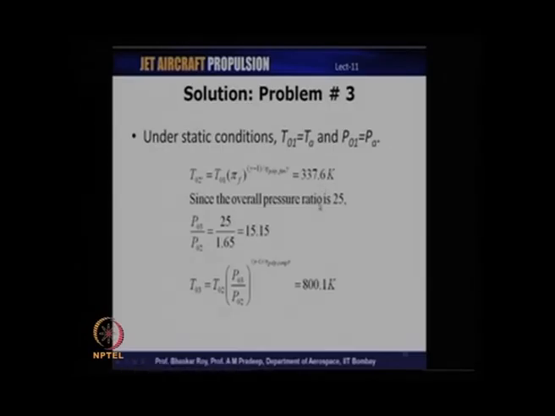Now, it is given that the overall pressure ratio is 25 and the fan pressure ratio is known, which is 1.65. Therefore, the compressor pressure ratio will be equal to overall pressure ratio divided by the fan pressure ratio. So, we have 25 divided by 1.65, that is 15.15. So, the compressor exit stagnation temperature T03 will be equal to T02 into the compressor pressure ratio, that is pi c raised to gamma minus 1 by polytropic efficiency of the compressor into gamma. So, this temperature comes out to be 800.1 Kelvin.